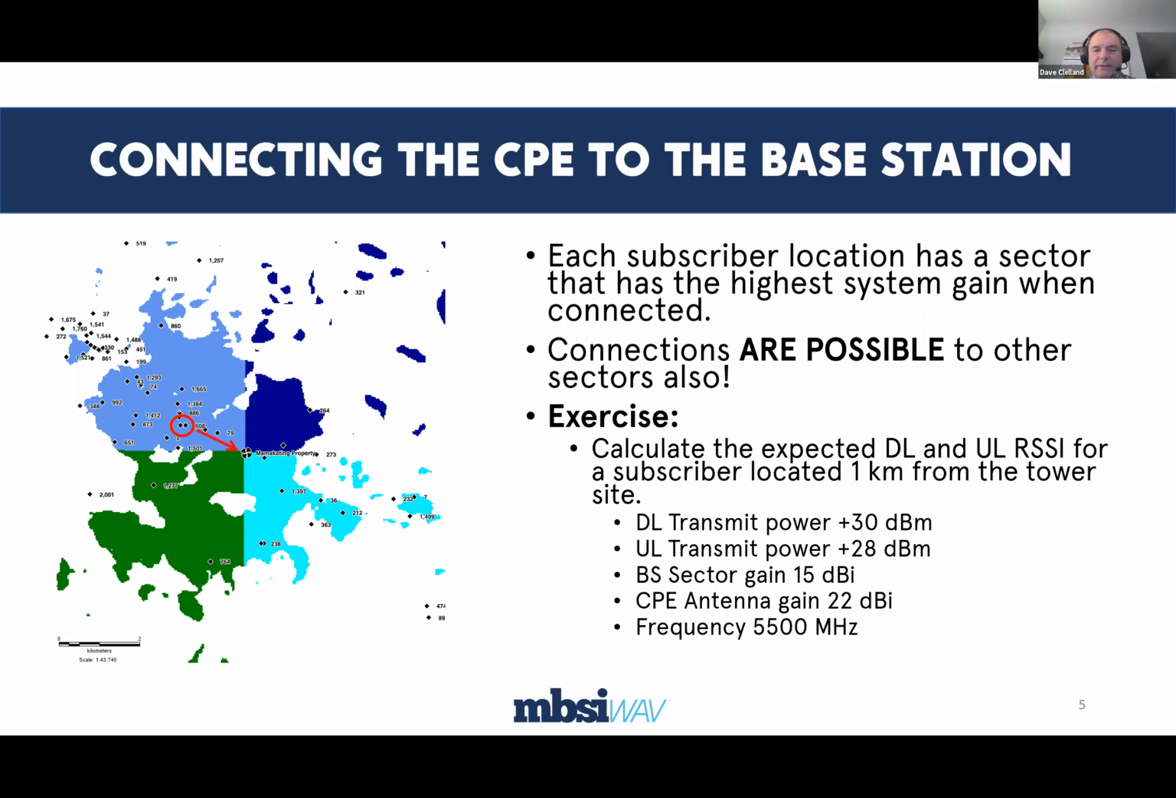So here in a typical case, we have transmit power maybe of 1 watt. We have an uplink transmit power maybe of 28, or maybe it's 23, something like that. The base station sector gain typically 15, 16, 17. The CPE antenna gain anywhere from 15 to 24, maybe something like that. And in this case, let's assume that we're at the 5 gigahertz band here.